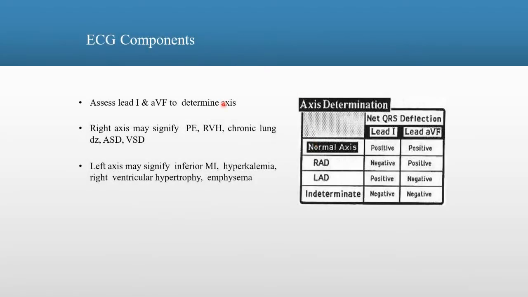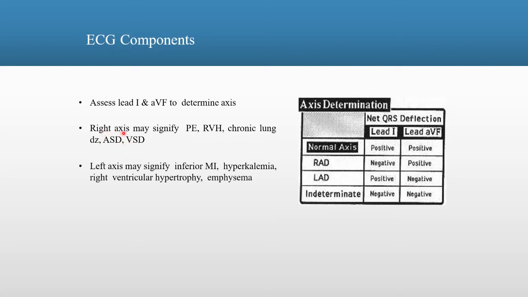Here is another tool to help us determine axis. First, assess lead 1 and AVF. Remember, this is augmented voltage foot. To determine the axis, this is demonstrated in the chart by lead 1 here, this column, and AVF in this column.